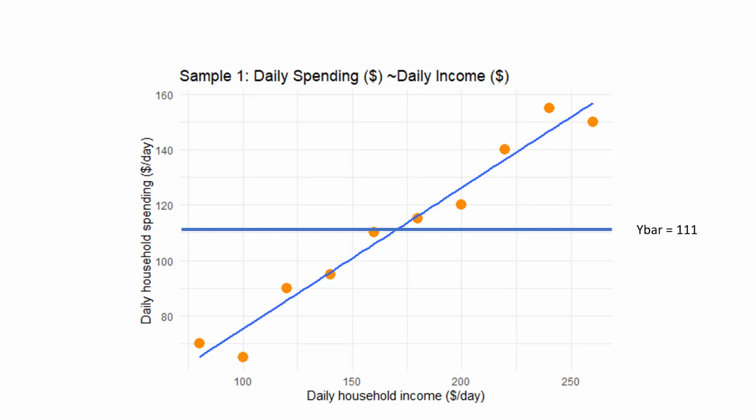So here is our example from the previous two videos where we looked at the relationship between daily household income and daily household spending. On the x-axis we have daily household income, dollars per day, and on the y-axis we have daily household spending. We have 10 observations seen in the orange points, and then we drew the best fit line through ordinary least squares. We have a horizontal line here to help us think about the total sum of squares, and I placed that line at the mean of the y observations, or y bar, and that's at 111.